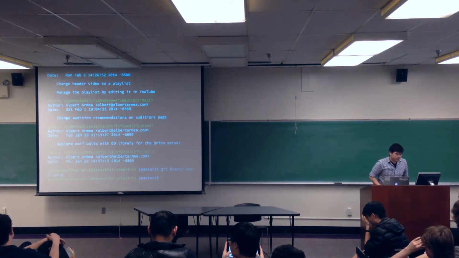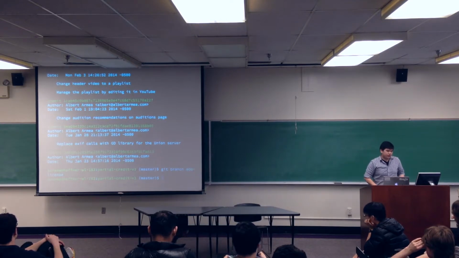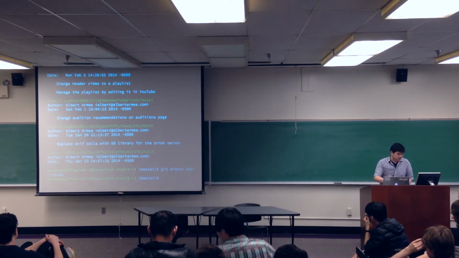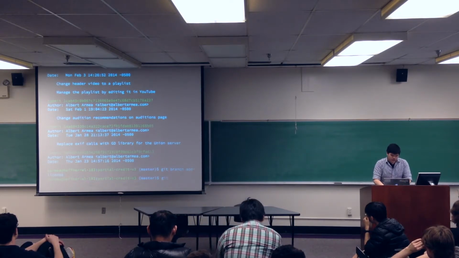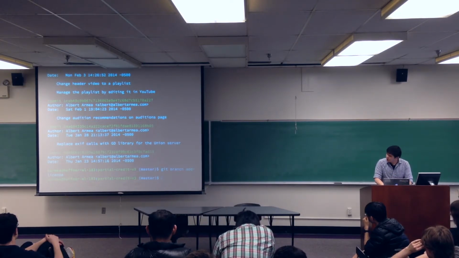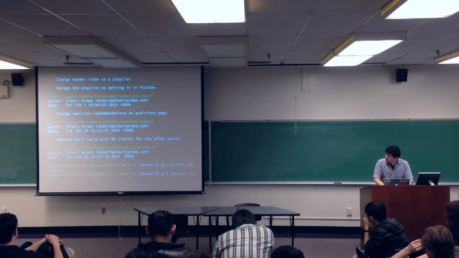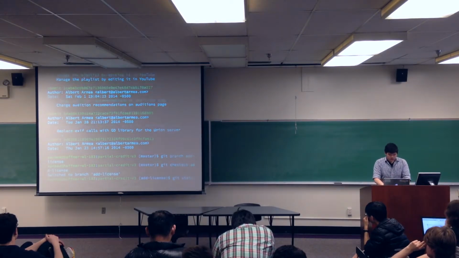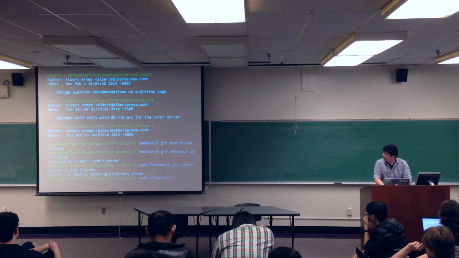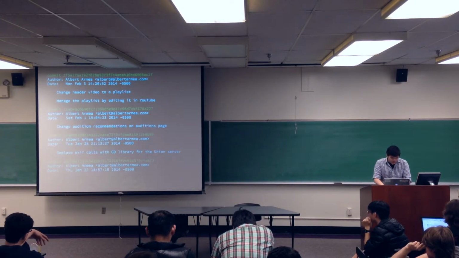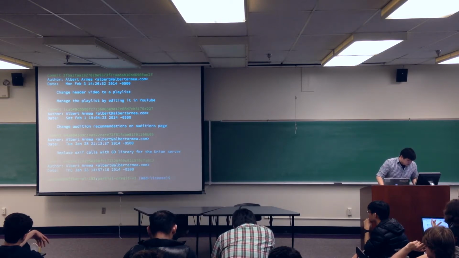Now the next thing we need to do is check out that branch to switch to it. So we're going to do git checkout add license. Now it tells us that we're in the branch add license. If we do git log, same history because we haven't done anything yet.